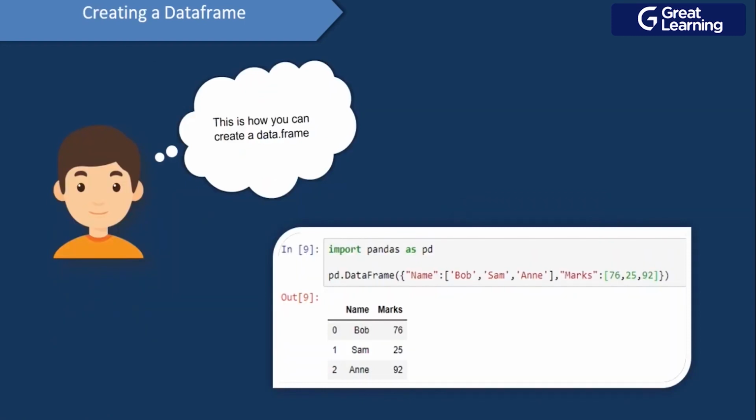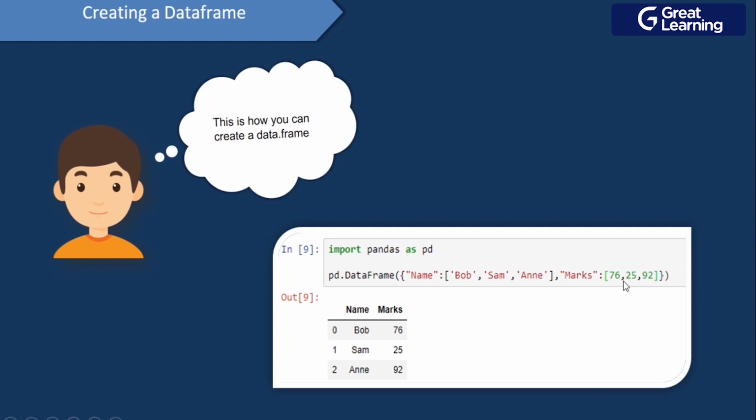Now let's see how we can create a data frame from a dictionary. To create a data frame, we'd have to use this particular method over here. We'd have to type pd.DataFrame, where D is capital and F is also capital. If by any chance you give D as small or F as small, you'll get an error. So both of them have to be in capital case.